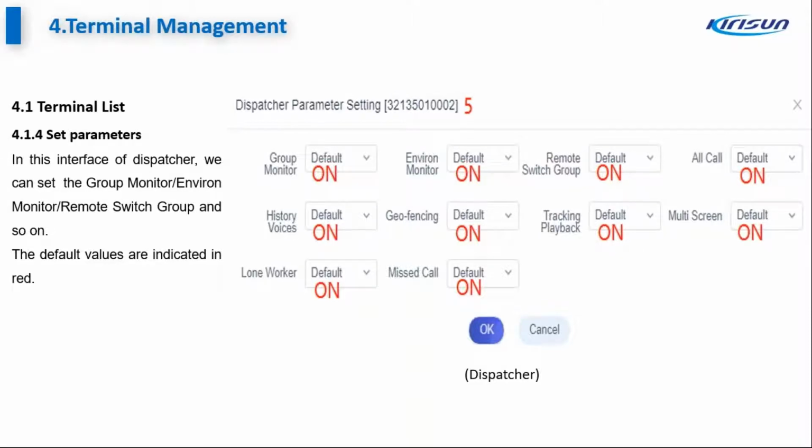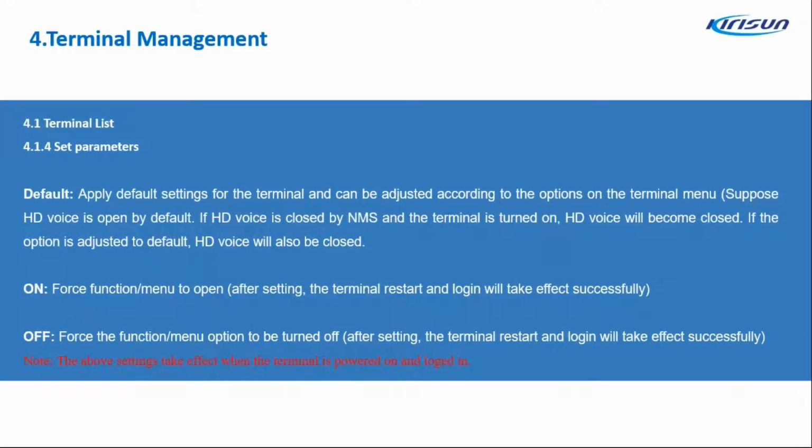After setting, click OK. Here is some introduction of default, on and off. Default. It means to apply the default setting for the terminal, which can be adjusted according to the option on the terminal menu. Suppose HD voice is open by default. If HD voice is closed by NMS and the terminal is turned on, HD voice will become closed. If the option is adjusted to default, HD voice will also be closed.